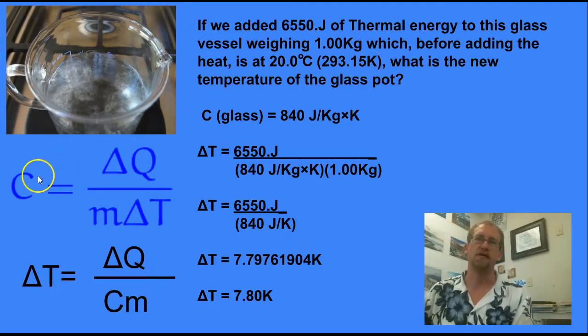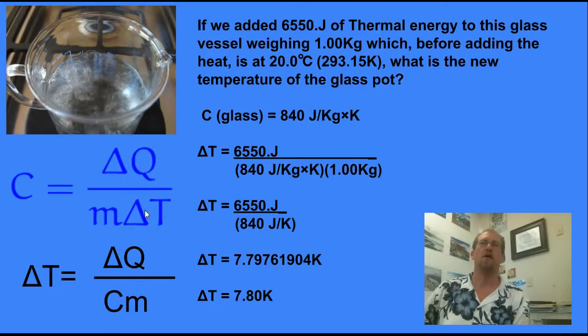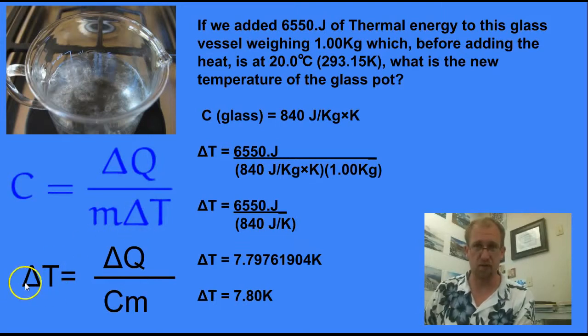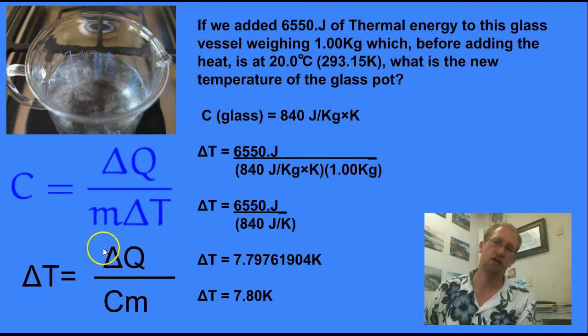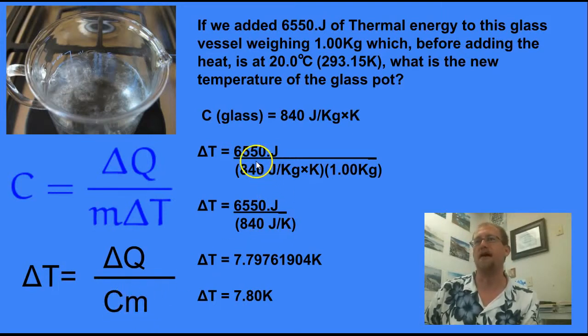Now, my equation, this is the one that's in your book. Specific heat is change in thermal energy divided by mass times change in temperature. I'm going to rearrange this and solve for delta T. Just doing some algebra, I get that the change in temperature is the change in thermal energy divided by the specific heat times the mass. Okay, so let's put that in here.